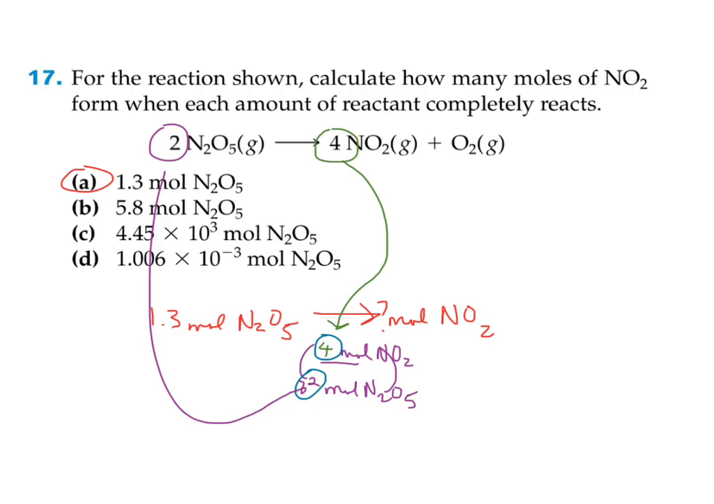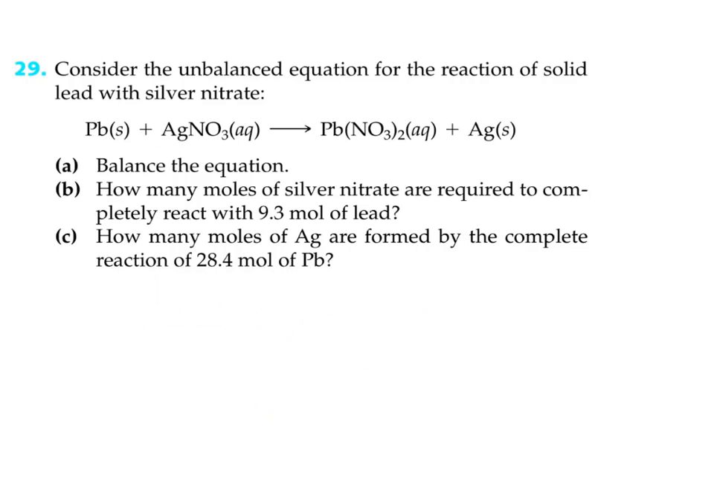Okay? It looks like this, and I'll post that on the Twitter feed. Notice that in 29, they say it's unbalanced. So first you have to balance it. I didn't do this for you guys, but notice you have to balance it first. I'll put it in red. And then it's similar to the other one. So A says to balance it. How many moles of silver nitrate are required to completely react with 9.3 moles of lead?